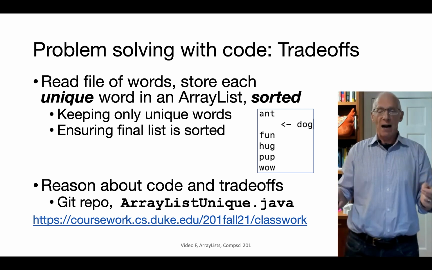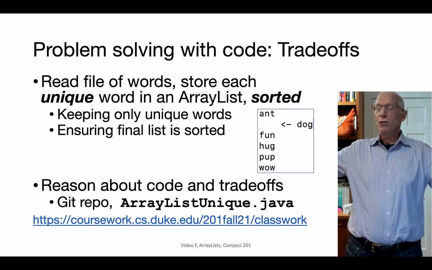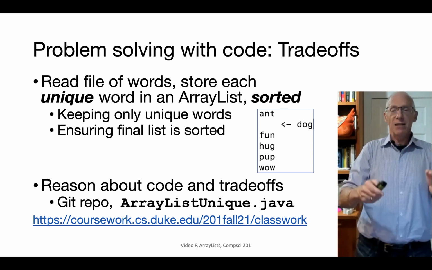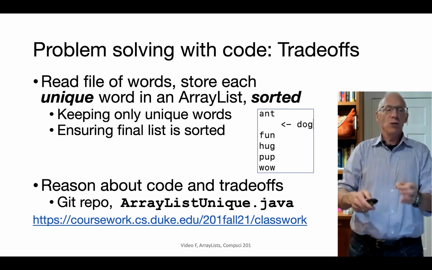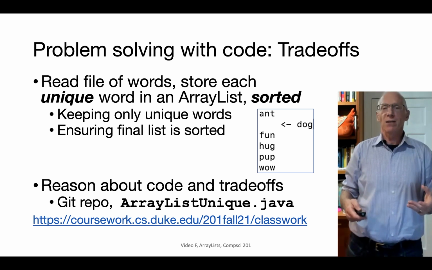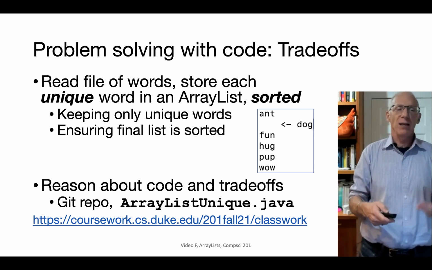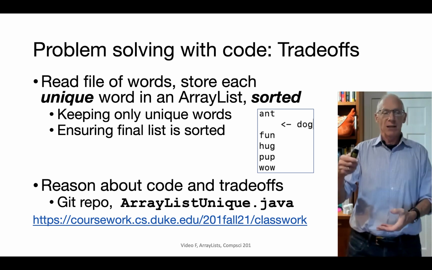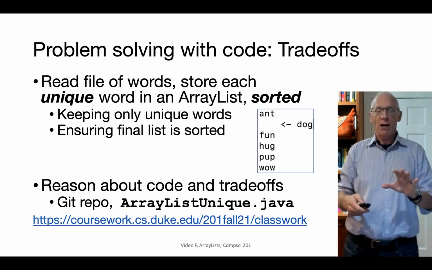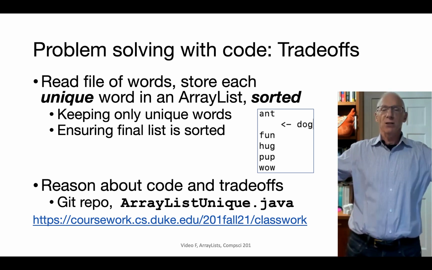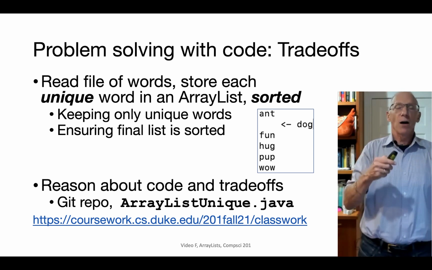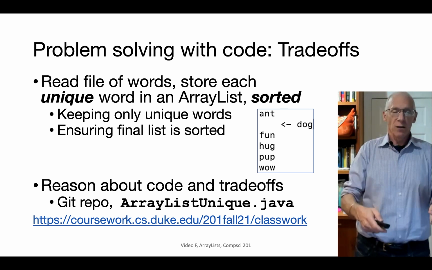I'm going to look at 4 algorithms that take that entire list of all the strings in a file and create a list of unique words in sorted order. So we can see here, if I'm all of a sudden processing dog, I will have to add it between ant and fun to keep the list ant, fun, hug, pup, wow in sorted order. I'm going to have 4 algorithms that take a long list with duplicates and, using different algorithms, create an ArrayList that's sorted of the unique words.